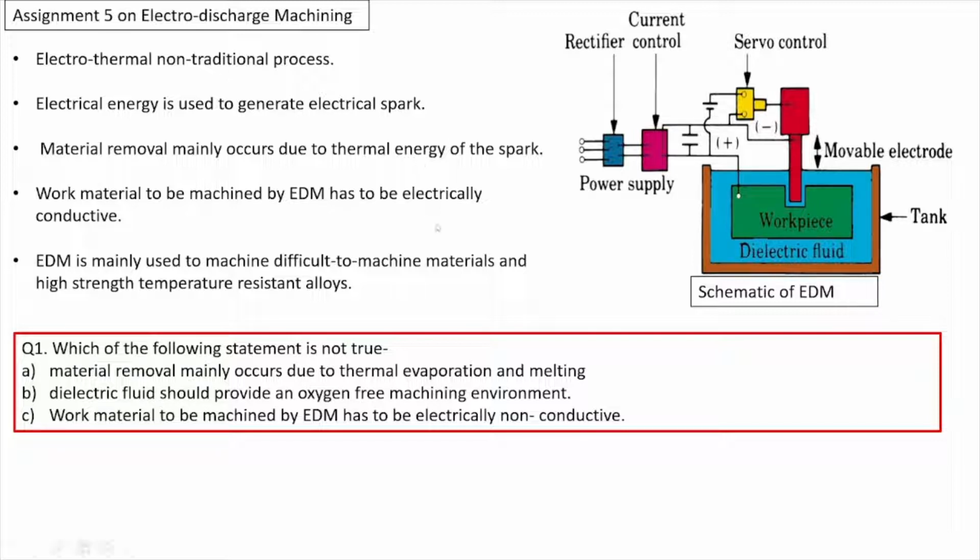Okay, so the first question here is: which of the following statements is not true? A, material removal mainly occurs due to thermal evaporation and melting. B, dielectric fluids should provide an oxygen free machining environment. And C, work material to be machined by EDM has to be electrically non-conductive. As we have seen, the workpiece material has to be highly electrically conductive. So option C is not true, because it should be electrically conductive materials.